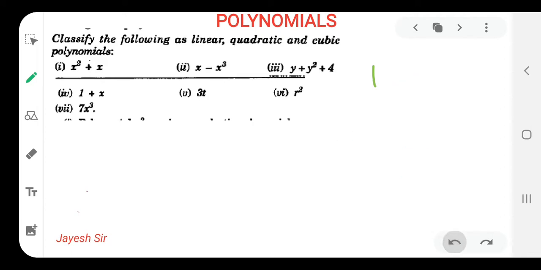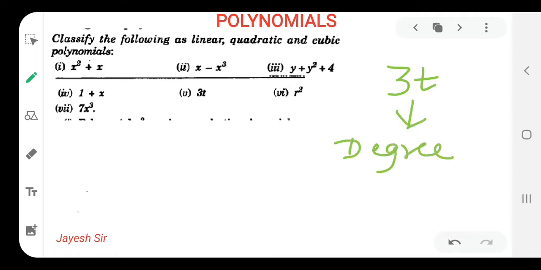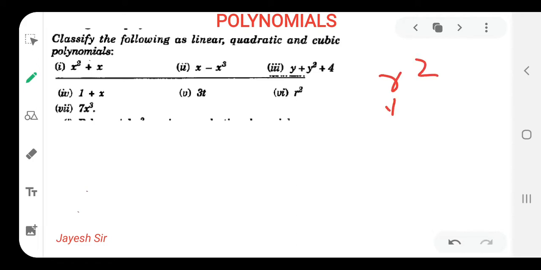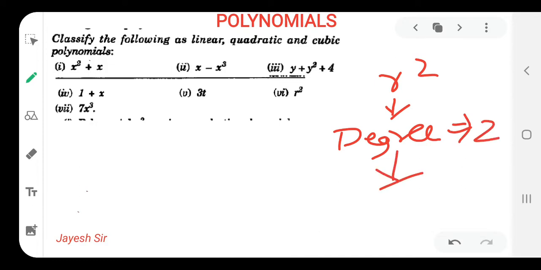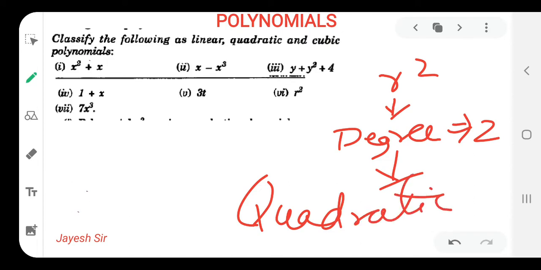Let's move to our next sum, that is the fifth sum, 3t. Here the degree is 1 because t does not have any other power, so the degree is equal to 1. If the degree is 1, then it is a linear polynomial. Let's move to our sixth sum, that is r square. Here the degree is 2, so the polynomial is a quadratic polynomial. I hope you all have understood.